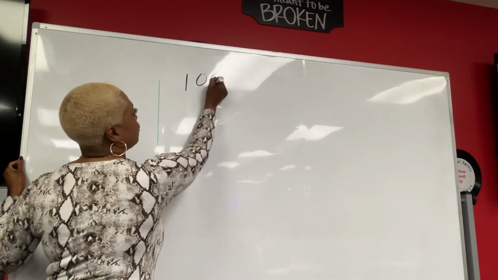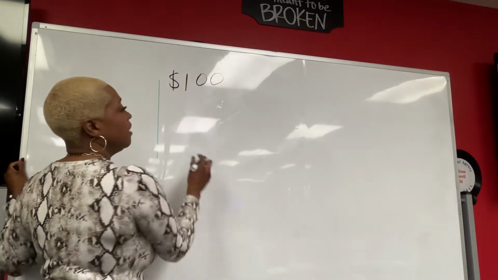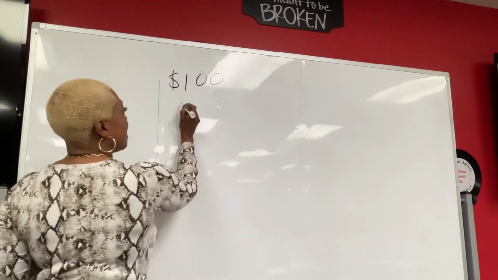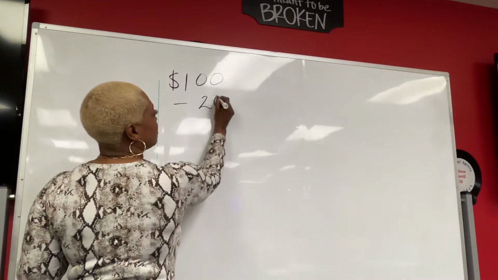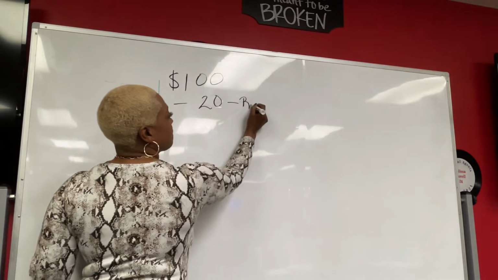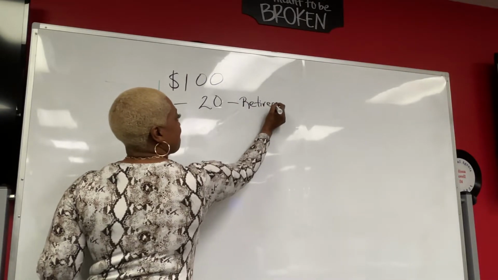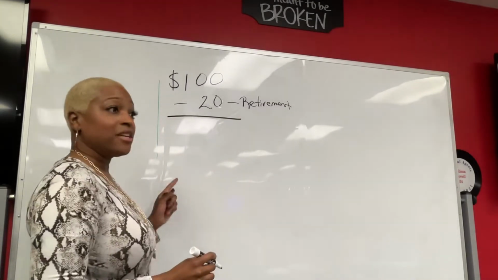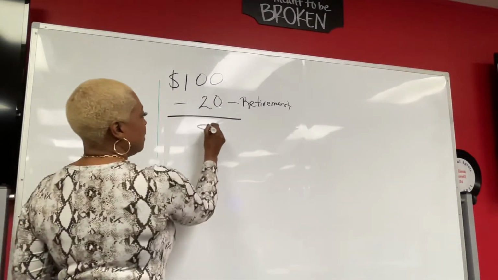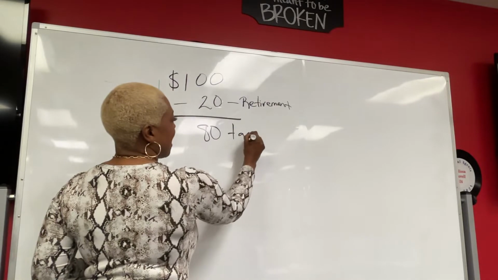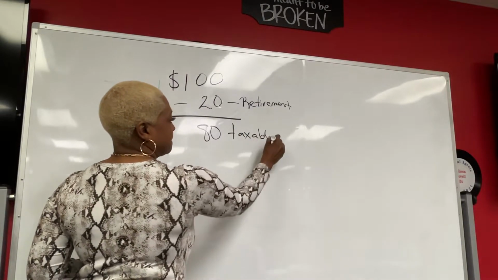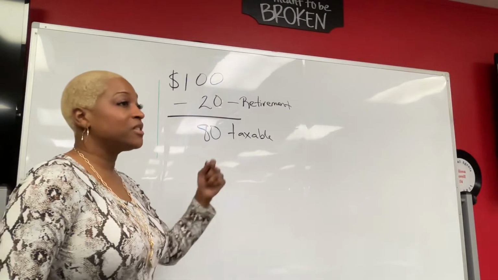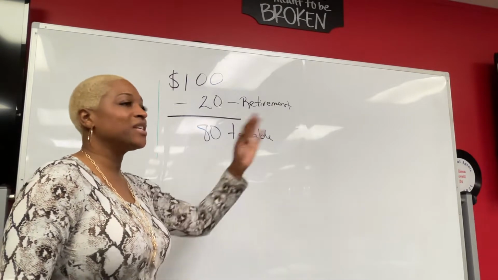Let's say you earn $100. Before Uncle Sam takes taxes out, let's say you put $20 in your retirement. $100 minus 20 is $80. That means $80 is taxable. Because you put this 20 in pre-tax, Uncle Sam wants taxes when you retire and you go to take the money out.